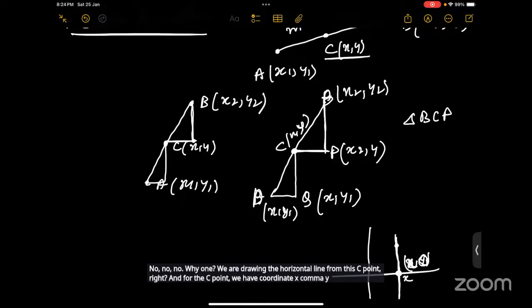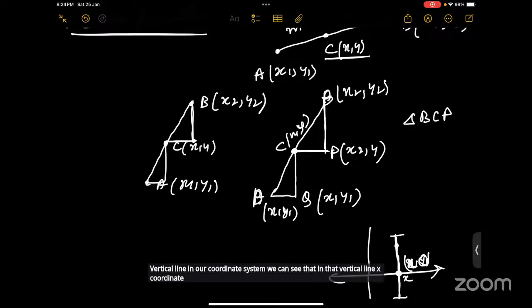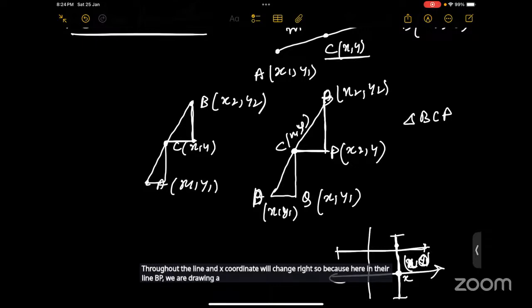So what I was saying, when we are drawing a vertical line in our coordinate system, we can see that in that vertical line the x coordinate always remains the same and the y coordinate varies. Similarly, when we draw a horizontal line, the y coordinate remains the same throughout the line and the x coordinate will change, right? Because in the line BP we are drawing a vertical line, the x coordinate will remain the same. And similarly we are drawing a horizontal line.